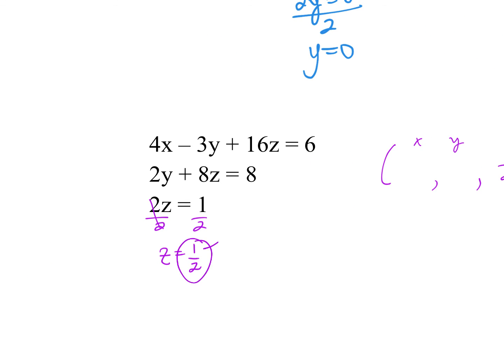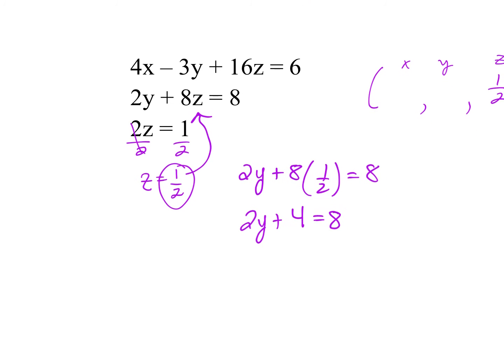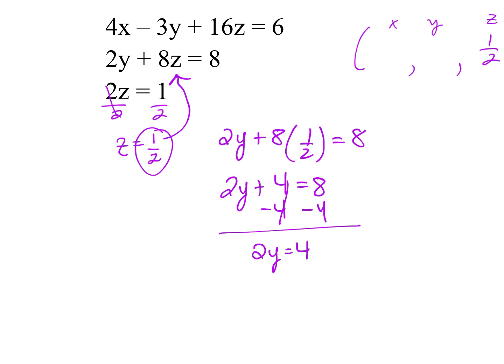And I'm going to take this, I'm going to plug it in right there. So 2y plus 8 times 1/2 equals 8. 2y plus 8 times 1/2 is just 4 equals 8. Subtract 4 from both sides. 2y equals 4. Divide both sides by 2, and y equals what? 2. Good.